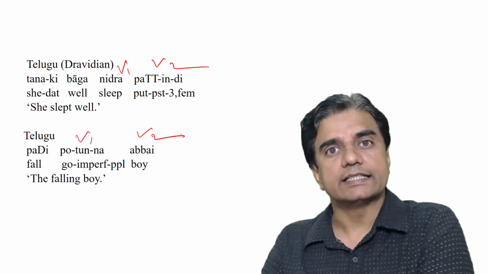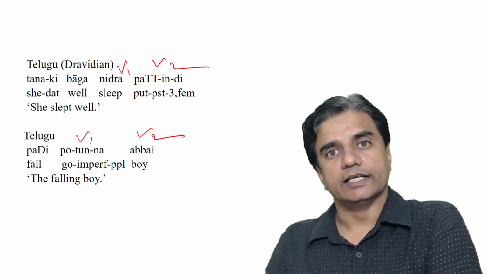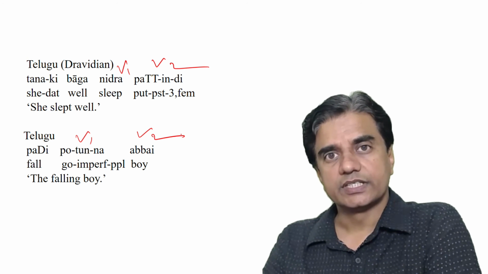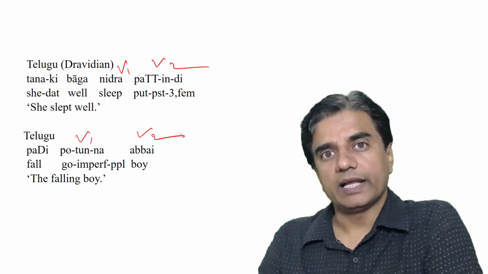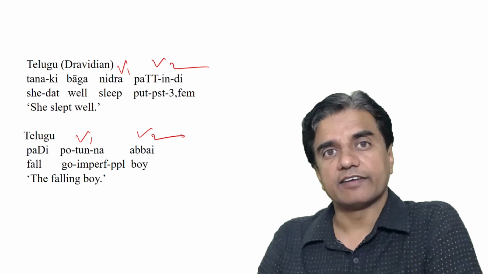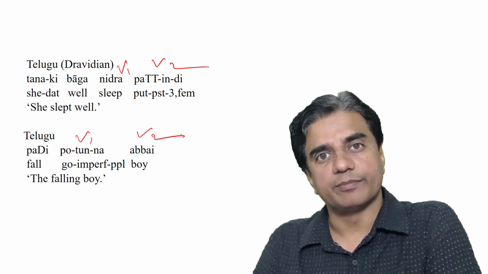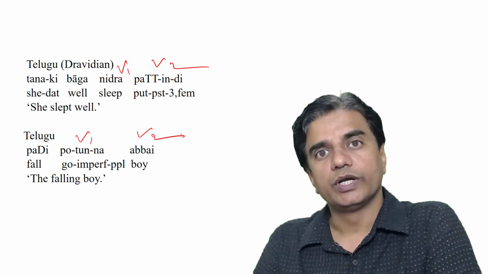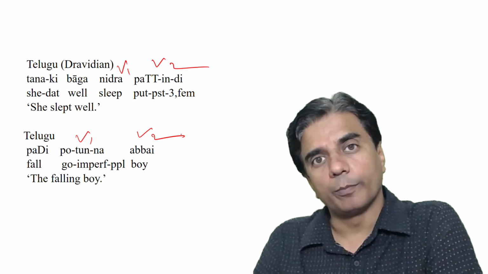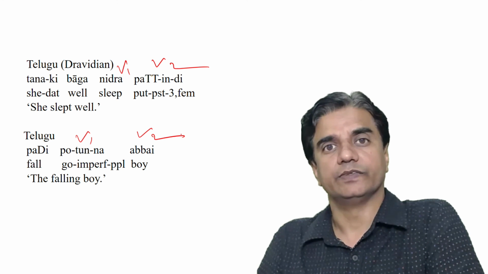In both the cases, what we find is that sometimes the complex predicate in South Asian languages is a little more complex, where V1 comes as the main verb and V2 can be a complex predicate itself.